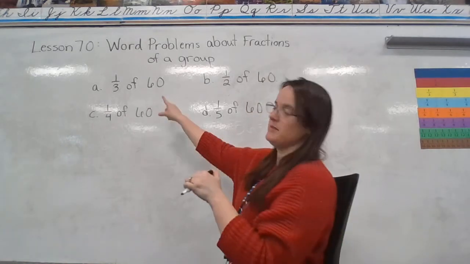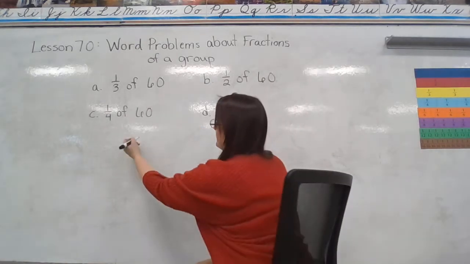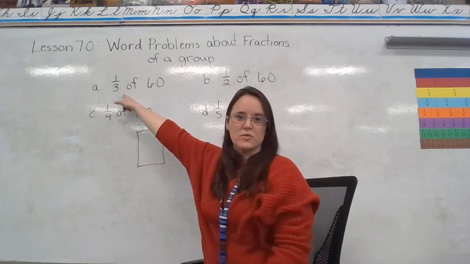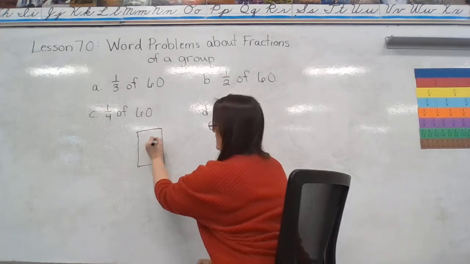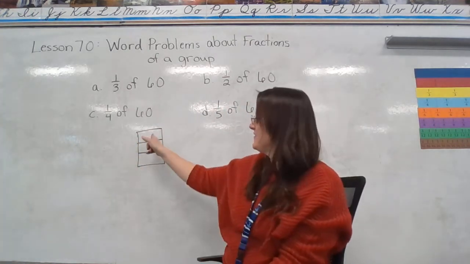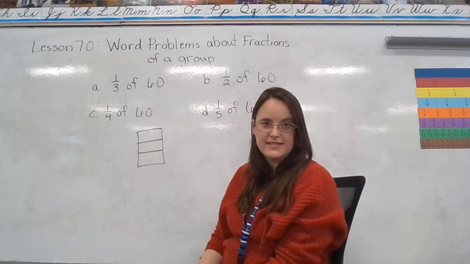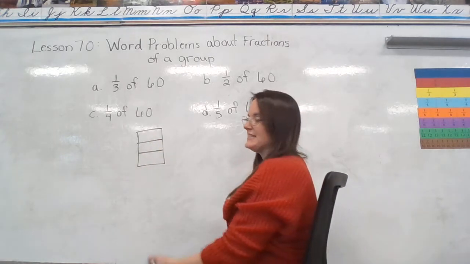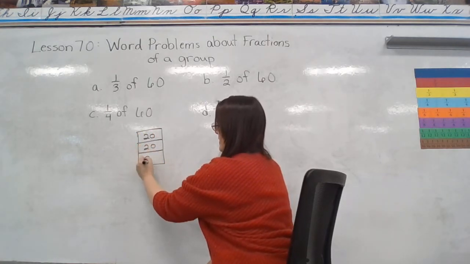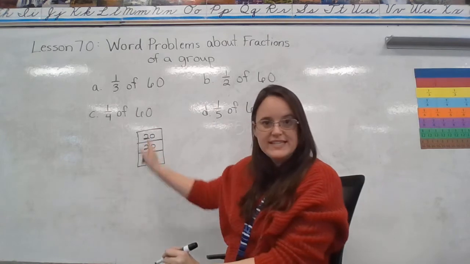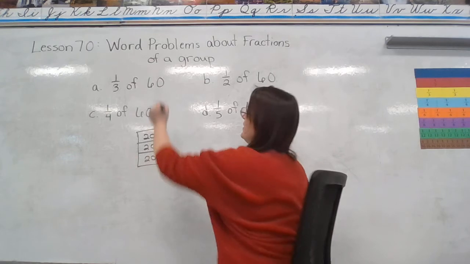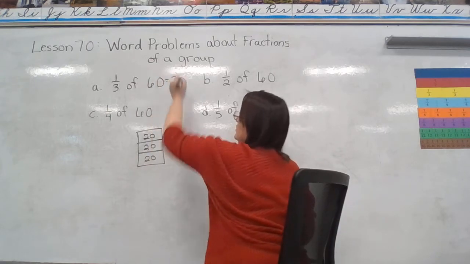So, I'm going to start with a diagram. This is for problem A. So we're trying to find 1/3. I have 60. I need to divide them evenly into 3 pieces. So what is 60 divided by 3? That's going to be 20 in each piece. And what would 1/3 be? 1/3 of 60 is 20.